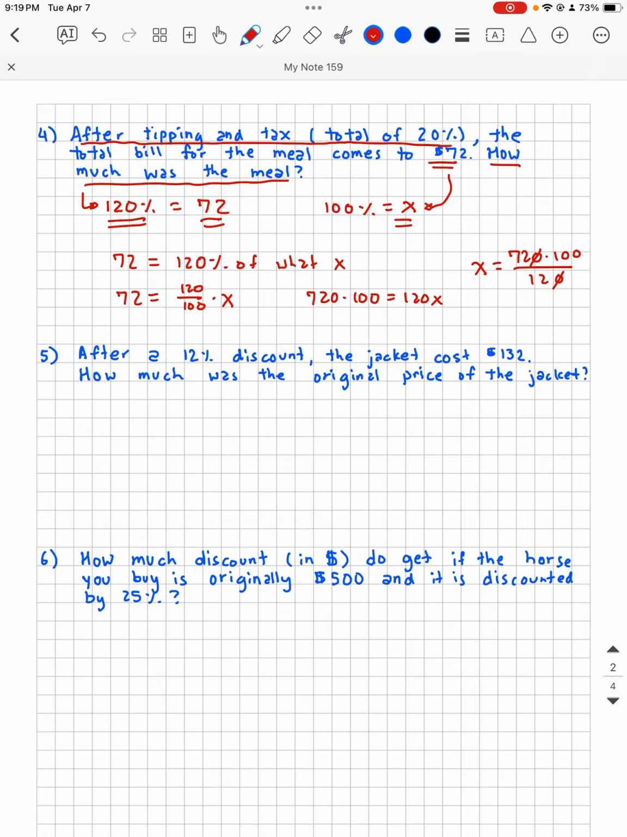So the zeros here cancel out. 72 and 12. 12 goes into 72 6 times. So that means you're going to get 6 times 100. So that means x is equal to 600 then. Which seems a little big. So I think I might have done something wrong. But let's see here. Where did I do the math wrong in this case?